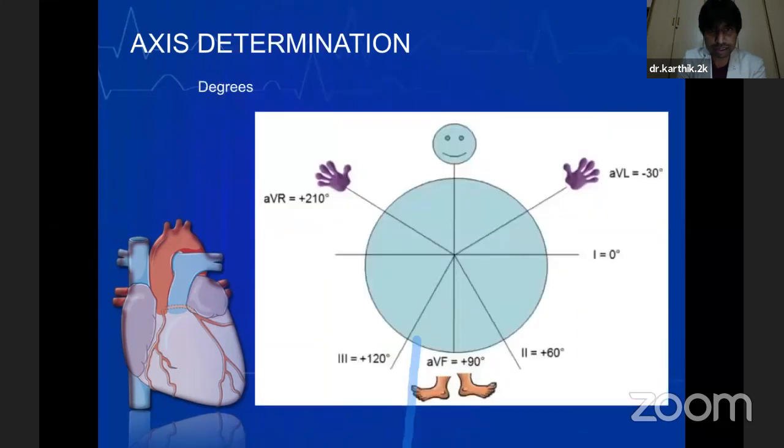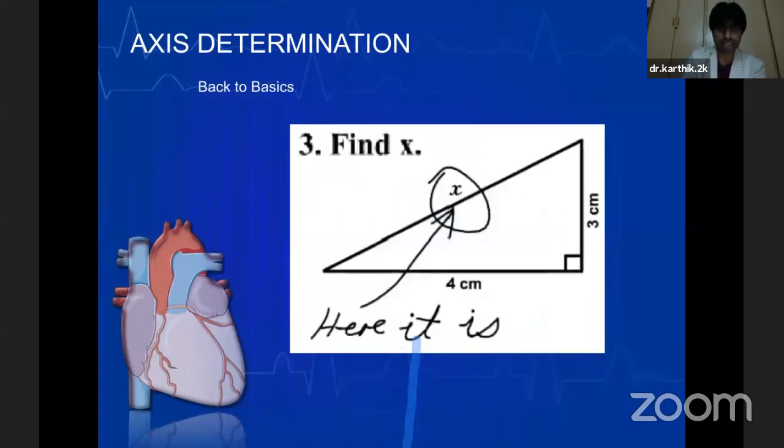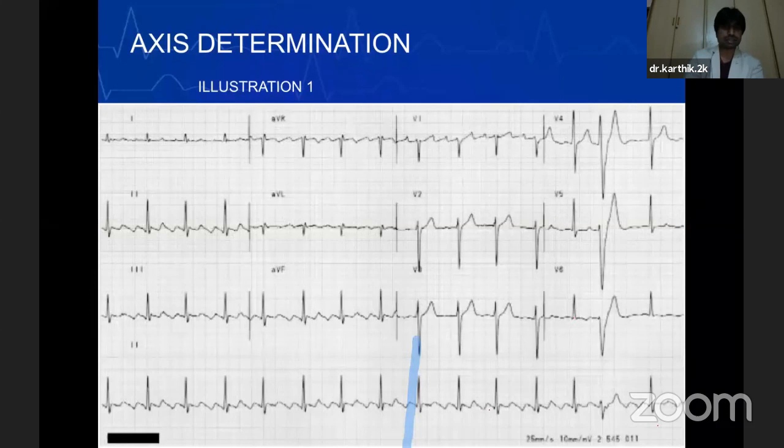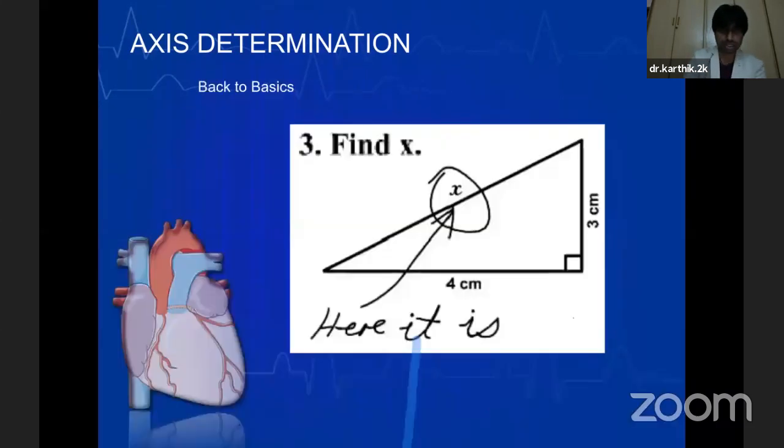So having done this, we have marked all the leads: minus 30, plus 210, 0 degrees, 60, 90, and 120 degrees. And you have to find out the axis. Okay, so how do you find out the axis? We use the basic Pythagorean principle here to identify the axis, where the hypotenuse is the side. So how do you determine the hypotenuse here?